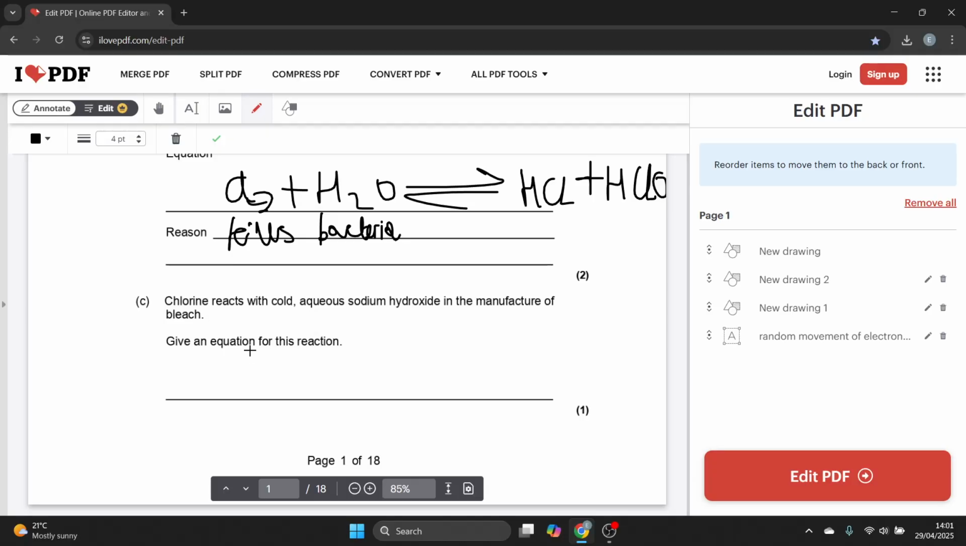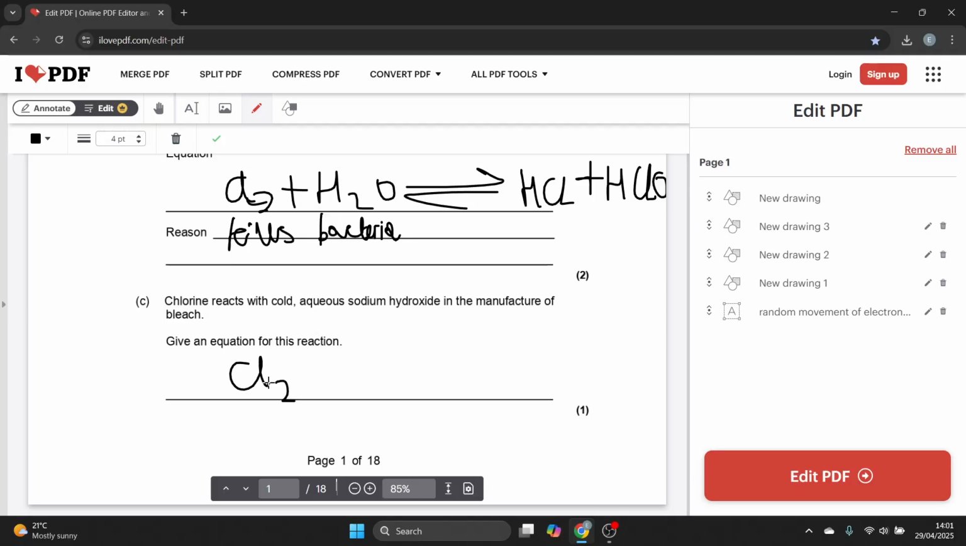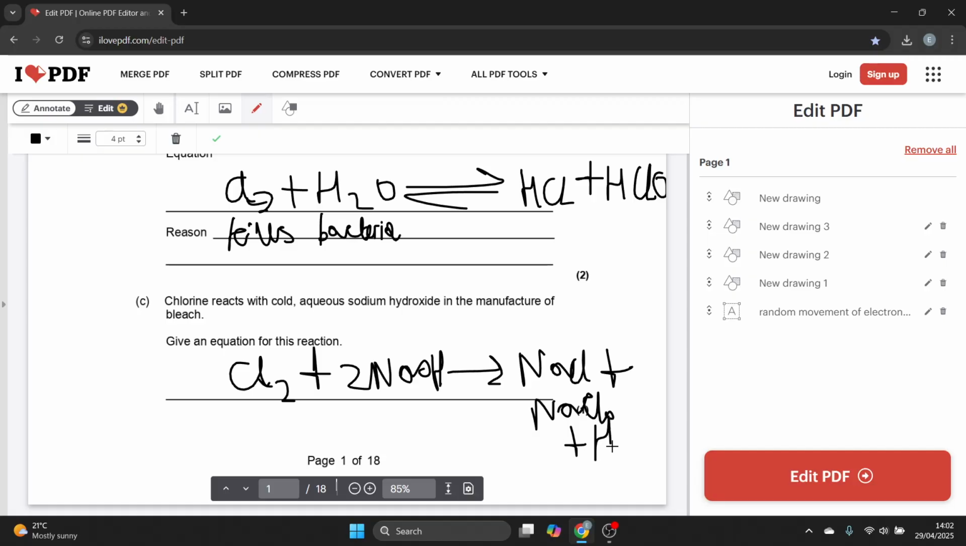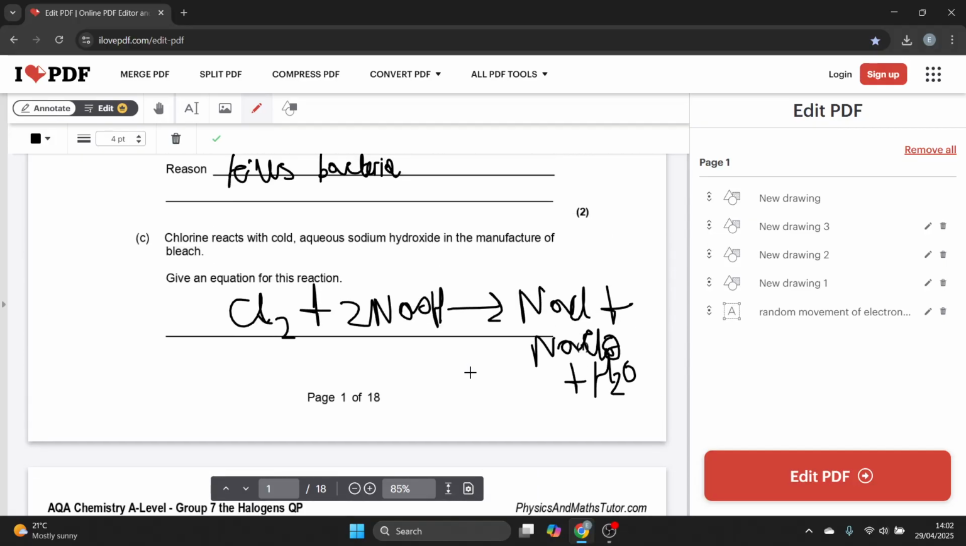Give the equation for chlorine reacting with cold aqueous sodium hydroxide. Cl2 plus 2NaOH gives NaCl plus NaClO plus H2O.